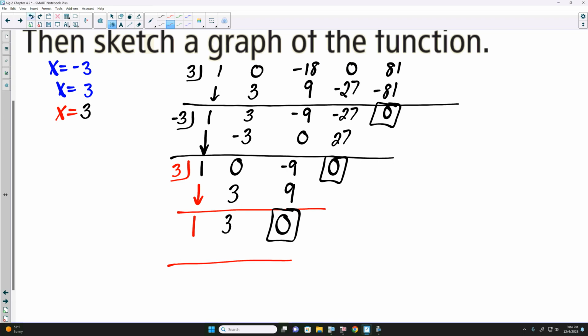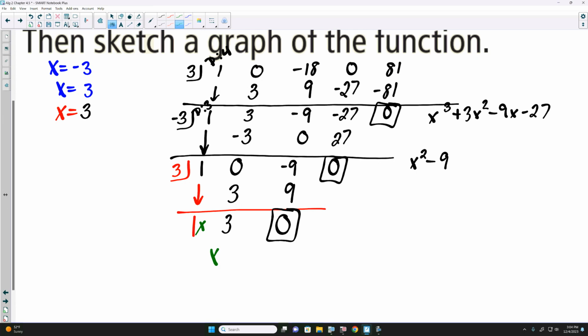Because at this point, we took it from a degree 4 down to a degree 3. Because it was our starting function. Now we have here, you don't have to write this out, x cubed plus 3x squared minus 9x minus 27. We reduced it again and got x squared minus 9. And now at this last step, we did it, and we have x plus 3.